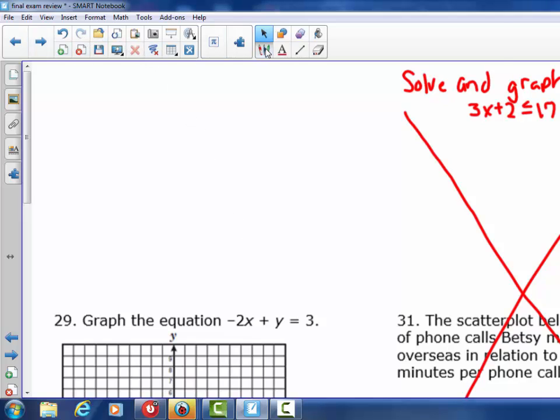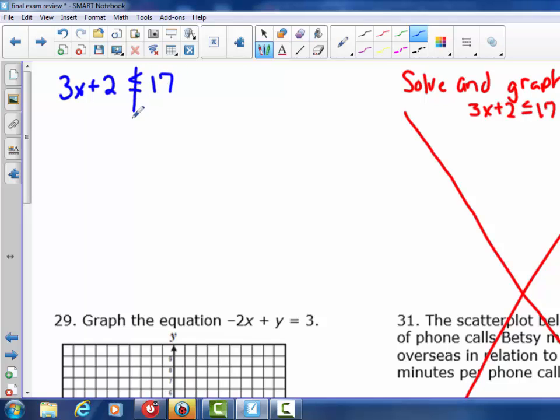Okay, so 3x plus 2 is less than or equal to 17. We'll subtract the 2 from both sides. 3x is less than or equal to 15. Divide by 3, and x is less than or equal to 5.